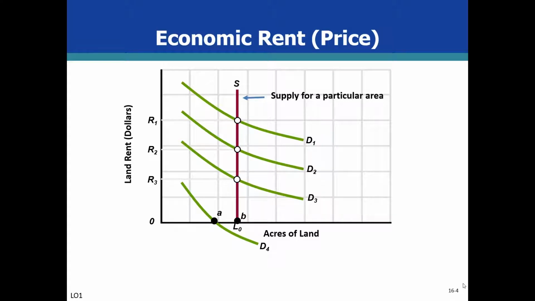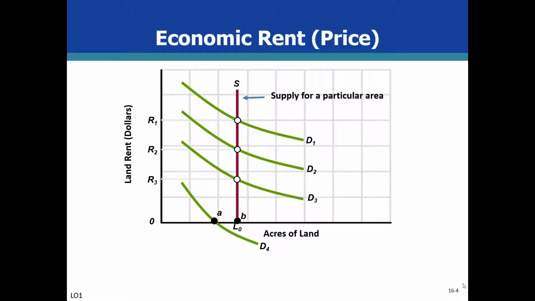Here we have a fixed supply of land, the red line, perfectly inelastic. Also represented are a few different demand curves, which cause the change in price or economic rent. The demand curve D4 is that Arizona land in the middle of the desert that I was talking about. Probably not worth anything, assuming that there's no California earthquake.